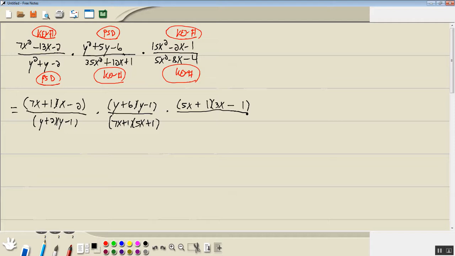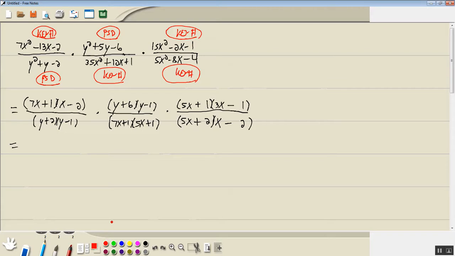Let me double check that. Yeah, that's right. And this one factors as 5x plus 2 times x minus 2. Let me double check that one. Yeah, that checks. Okay, now we're going to cancel.